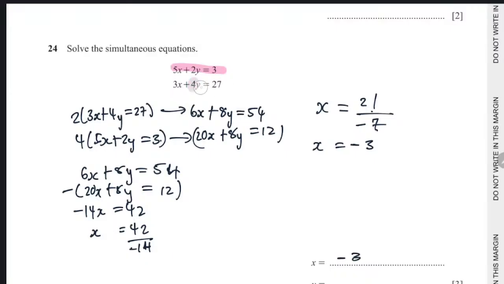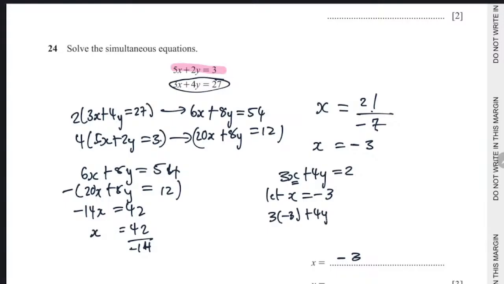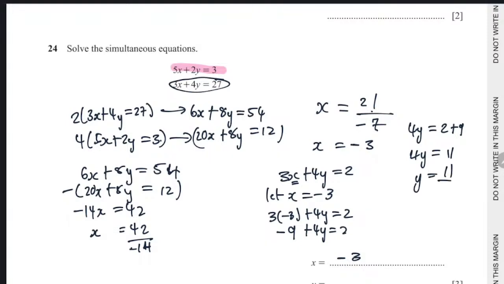Then you take any, like this one, the easiest looking one, which says 3x plus 4y is equal to 27. You say let x equal to negative 3. So where there is x, you put negative 3. 3 by negative 3 plus 4y is equal to 27. 3 by negative, that's negative. 3 by 3, that's 9. Plus 4y is equal to 27. 9 goes to the other side. You get 4y is equal to 27 plus 9. You get 4y is equal to 11. Y will be equal to, 4 goes to the other side, it's 11 over 4.